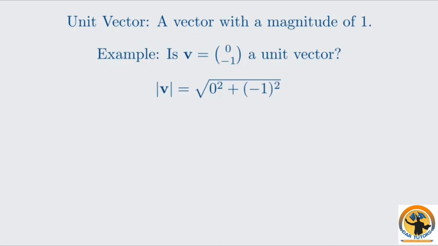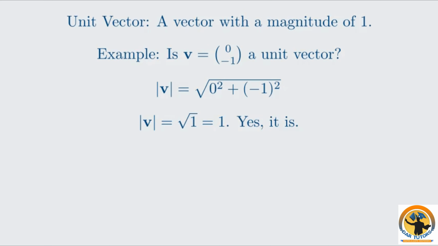Next, let's define a special type of vector called a unit vector. This concept is very important in physics and engineering. A unit vector is simply a vector that has a magnitude of exactly 1. Its purpose is to indicate a direction without specifying a length. To check if a vector is a unit vector, we just need to calculate its magnitude and see if it equals 1. Let's test the vector v equals the column vector 0, minus 1. The magnitude of v is the square root of 0 squared plus negative 1 squared. This simplifies to the square root of 1, which is 1. Since the magnitude is 1, yes, v is a unit vector.